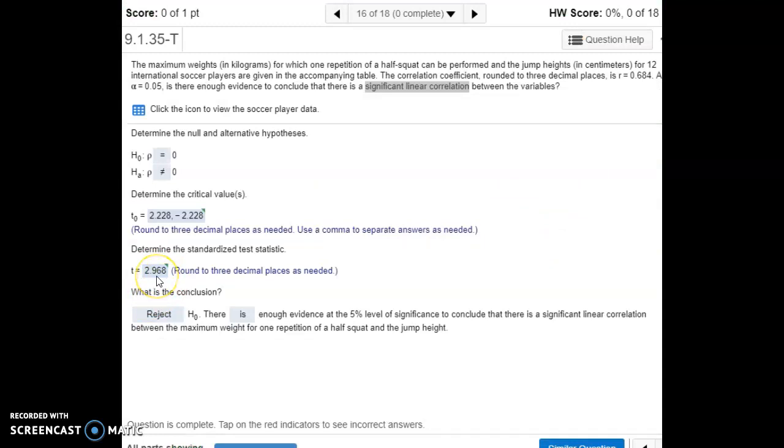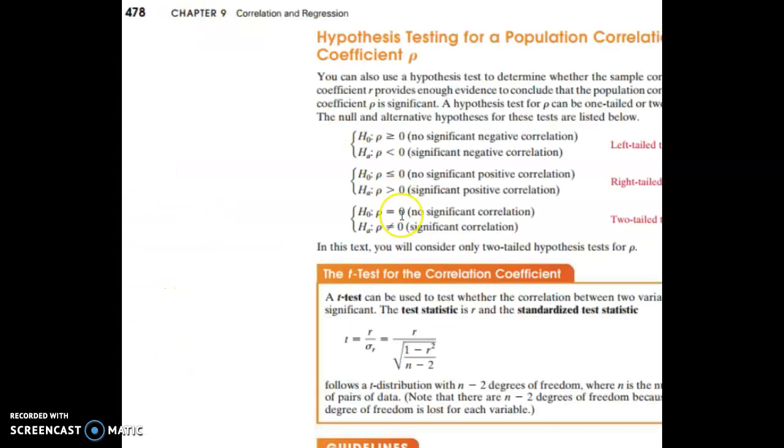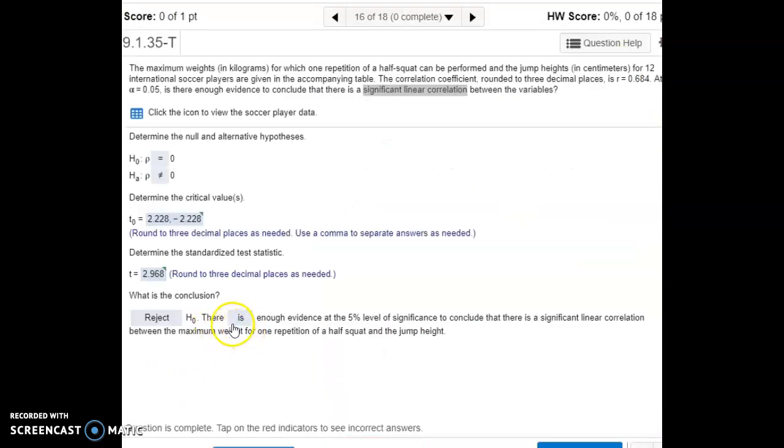And since our test statistic is past the critical values into the rejection region, we will reject the null hypothesis. The alternative hypothesis corresponds with significant correlation. So since we're rejecting the null in favor of the alternative, it means that we have found significant correlation. So there is enough evidence at our significance level to conclude significant linear correlation.